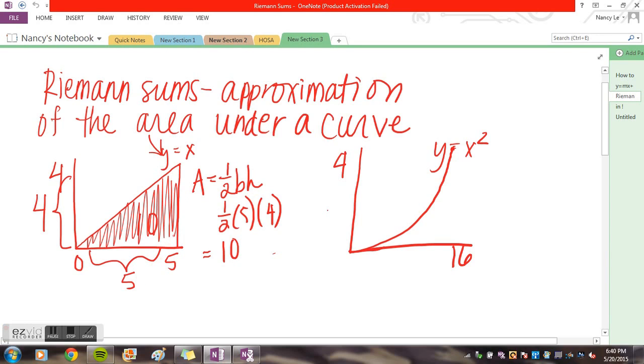But what if you have a function like y equals x squared? So for regular polygons, you have squares, rectangles, circles, triangles, and you have a formula for all of those polygons. But for the area under a curve, there is no specific formula to find the area. So what you do in this case is you would use a Riemann sum.